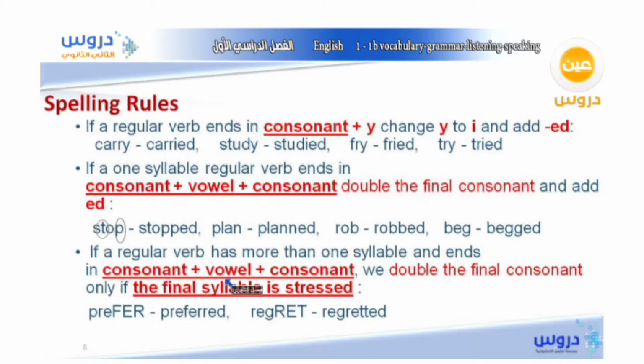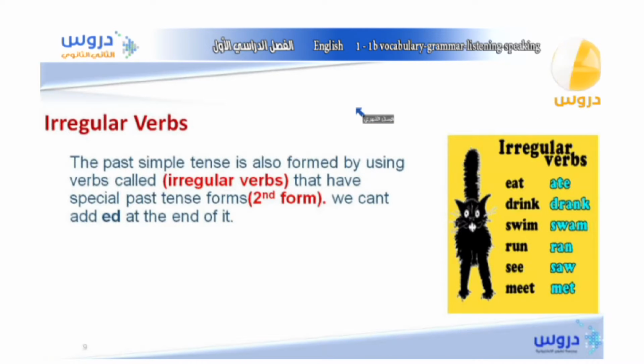Alright, here we go. As I told you, we have two types of verbs in English. We have regular verbs, which end with -ed, and most English verbs end with -ed, but we have some irregular verbs which do not end with -ed. The past simple tense is also formed by using irregular verbs that have special past tense forms, the second form. We can't add -ed at the end of it.